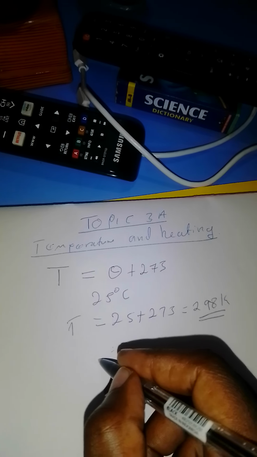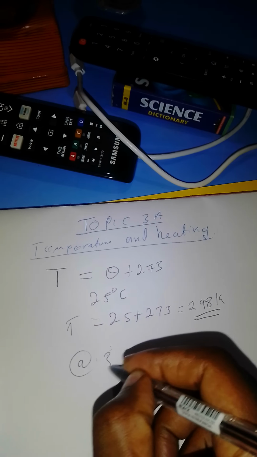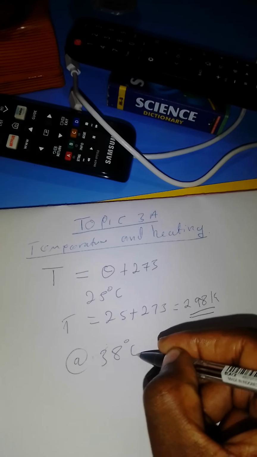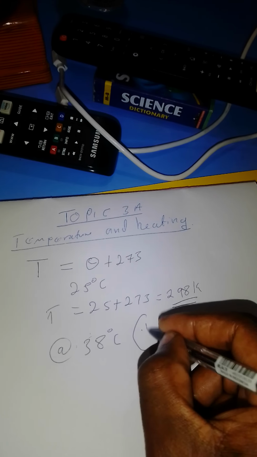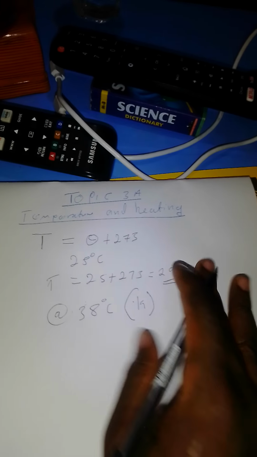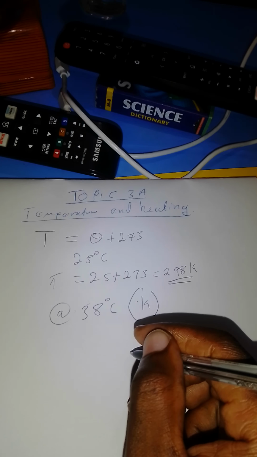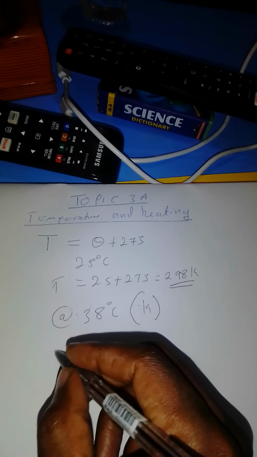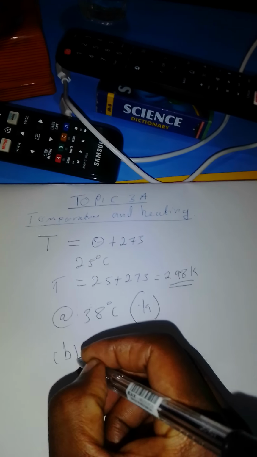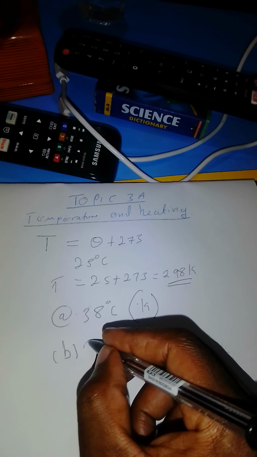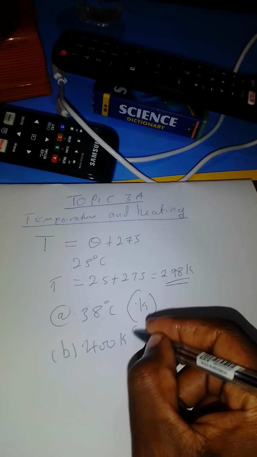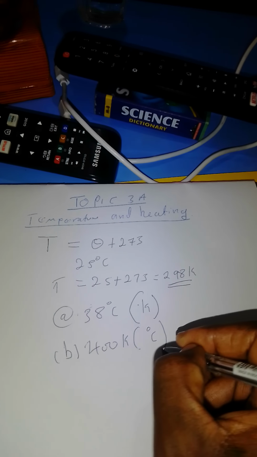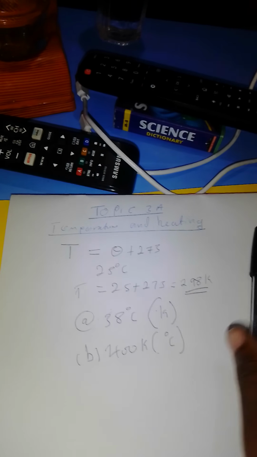Very simple. I want you to try this. You have been given 38 degrees Celsius. You change it to kelvins. Then make sure you write down your answer and send me a photo of your work from your book. And then another one is, let's say, 400 kelvins. You change it to degrees Celsius. Then do your work and send me your work as a photo.